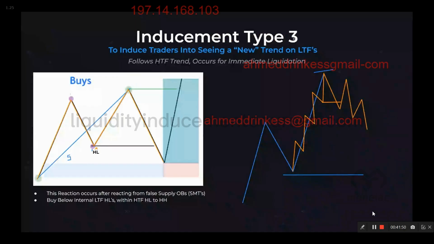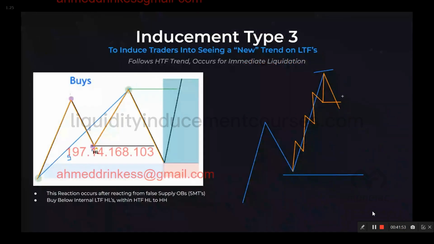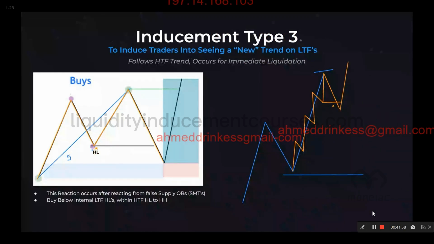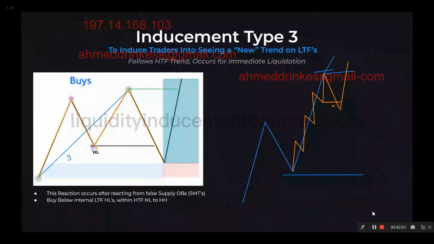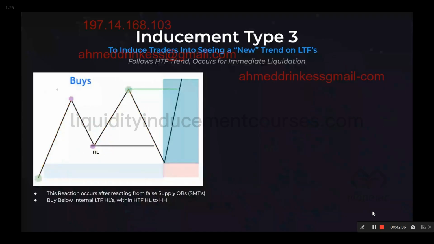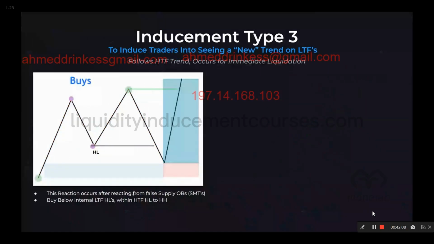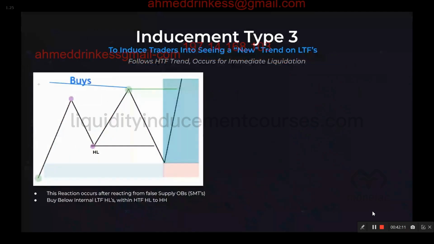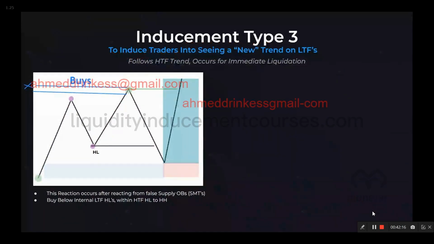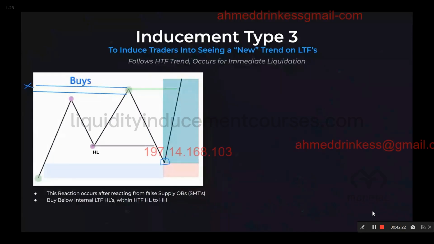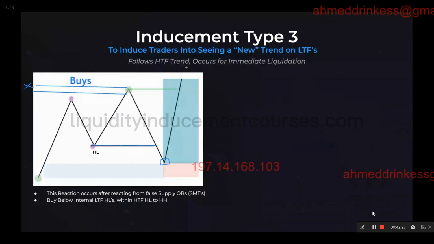This is an inducement because on the lower time frame, we're inducing traders to believe that there's going to be a reversal, but we're actually just collecting an internal high or low that's going to allow us to then resume and make new higher highs on that 4-hour, right? So that is how we apply this type 3 inducement. This reaction occurs after reacting from false supplies, meaning over here, if there's an order block that's not valid, it can mitigate it and cause a small reaction. Do not worry ever. Just focus on, after that mitigation, identifying that quick type 3 inducement to come down to maintain the main range and then go higher.